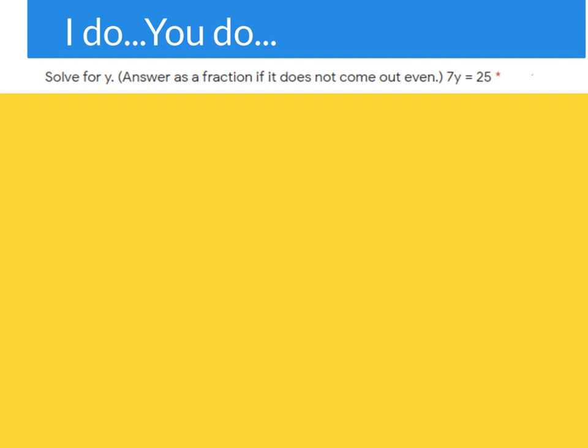All right, the first one says solve for y. The answer is a fraction if it does not come out even. We have 7y equals 25. There's a problem if you can't see it. 7y equals 25. That means they multiplied something times 7, got 25.